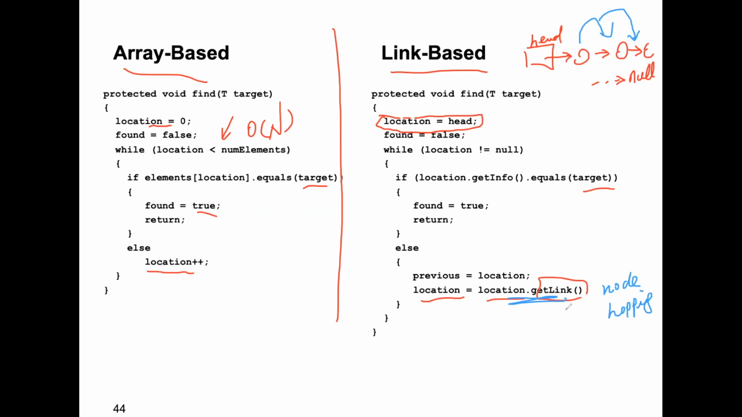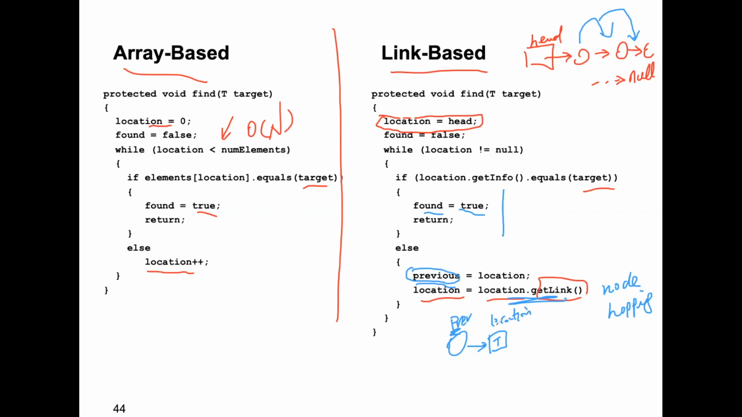Notice that every time you hop onto the next node, you have to remember the previous location. Remember, in this context, every single one of these variables is a reference. So you have to remember the reference of the previous location before you hop onto the next. Let's say if the target is found right here and your previous is right here, your method find immediately returns with a found equals true along with the previous node and also the target node, which is the current location.